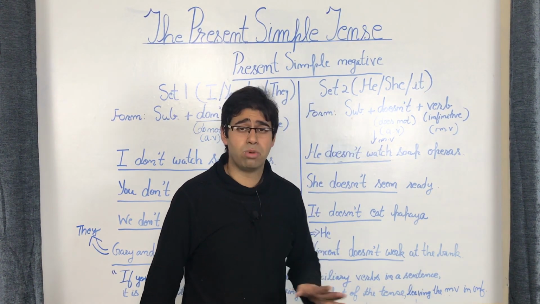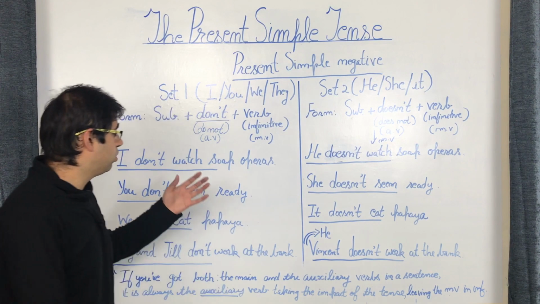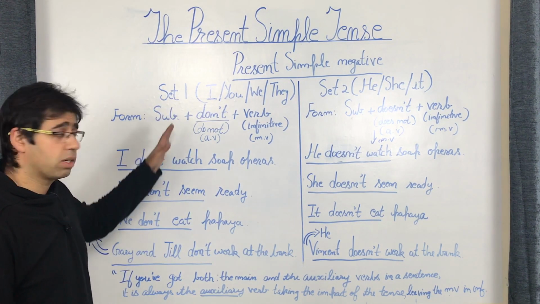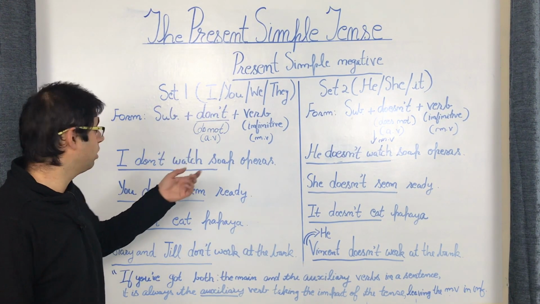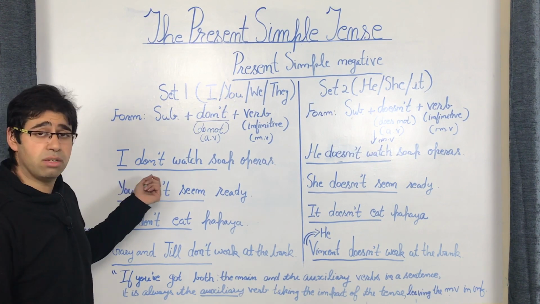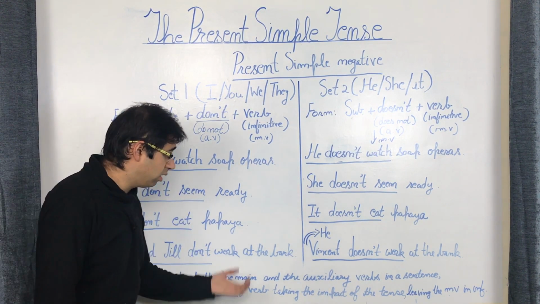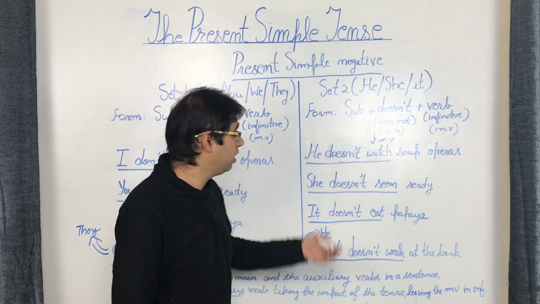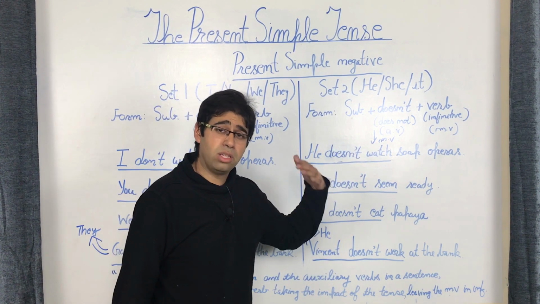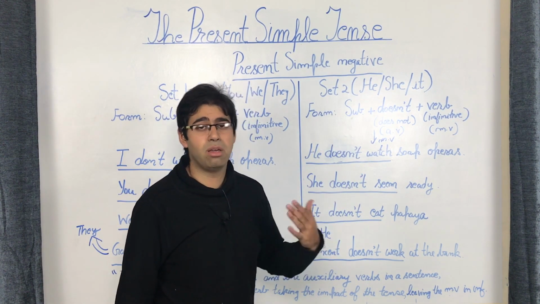Now let's see how this works for these sentences over here. You don't see much influence in case of set 1. All that is happening to the auxiliary verb do is that it is receiving a not. But you do see a rampant influence of the same in case of set 2, where the auxiliary verb does receive the impact of the tense.